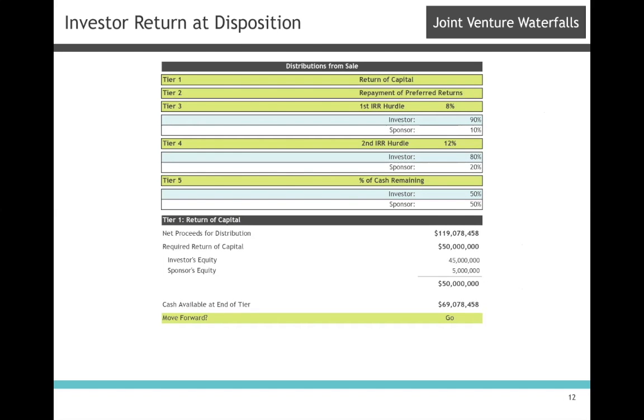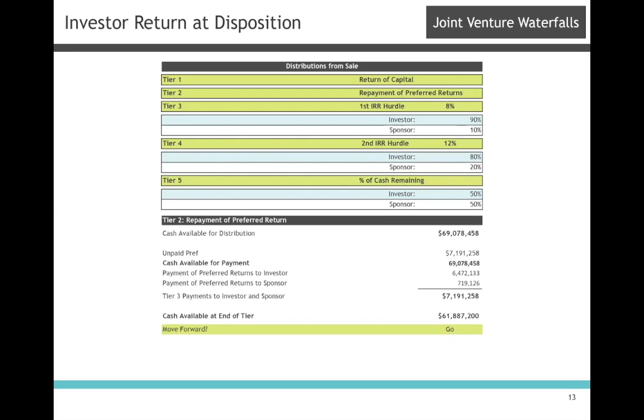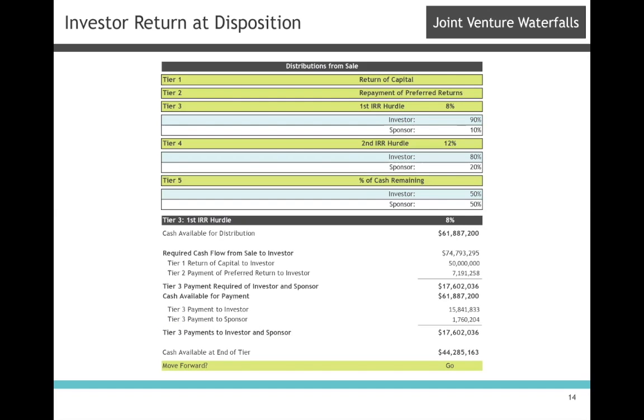So after tier one, we return the capital, which is 50 million. At the end of this tier, we've got 69 million left. So we're good to go for the next one. We pay off the preferred returns, which is 7.1 million, and we still have excess cash. Here, we pay off 17.6 million more to get the required cash flow for an 8% return of 74.8 million. And then we still have cash left over, 44 million to distribute.